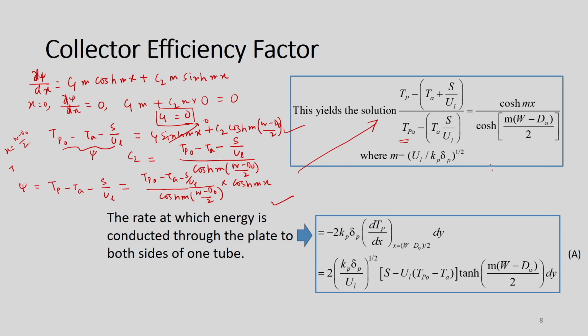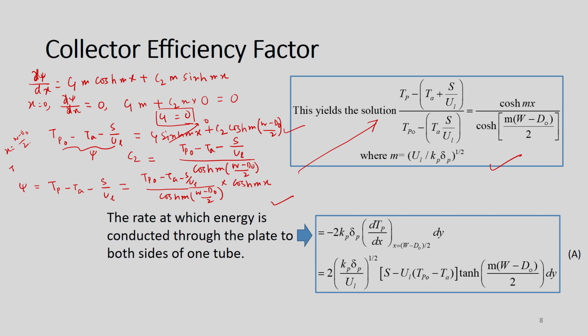So, once we are done with this solution, the next phase is to calculate the rate at which energy is conducted through the plate to both sides of the tube. Okay. Because we have considered this slab, and then we have the tube, which was considered here. Heat is coming from this side, and we also need to consider heat coming from the other side, because it is a neighboring tube. So, one more tube will be here, so heat will be conducted from both sides to this tube. That is why we need to multiply this expression by 2 Kp delta p dTp by dx at x is equal to w minus d naught divided by 2, right.